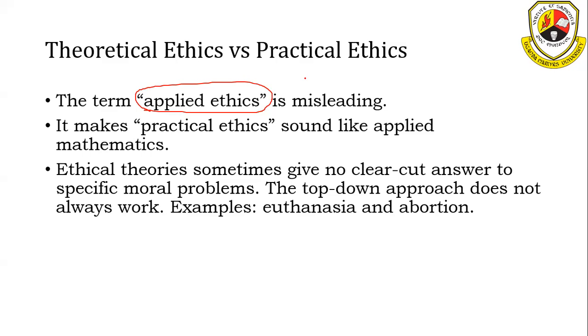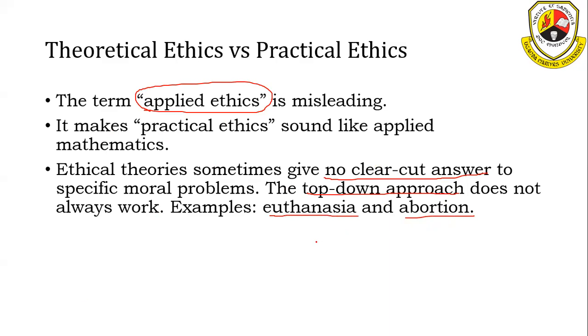So ethical theories will not give you a clear-cut answer to certain specific moral problems. There is no such thing as a top-down approach. But what they can do is guide individuals and guide corporations. So we've looked at just some of the examples: the example of euthanasia, the example of abortion.